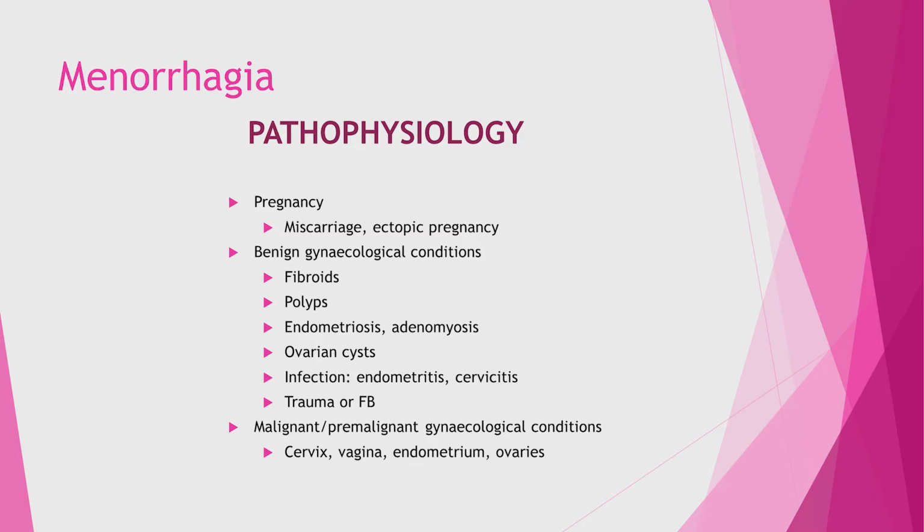Menorrhagia has a variety of causes, and in assessing a patient, you will first have to rule out pregnancy. Common causes of bleeding in early pregnancy are miscarriage and ectopic pregnancy. Structural causes of the genital tract can cause abnormal uterine bleeding, and fibroids as well as polyps are the most common cause. Pelvic ultrasound is probably the best investigation to rule out these causes.